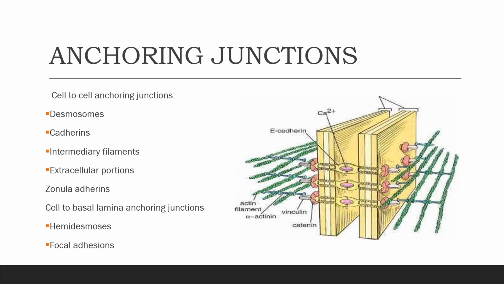And what happens over here is, in this junction, there is something called cadherin. If you can see in the image, this is a cadherin. The cadherin is between the two membrane thickenings in the intercellular space, and it also consists of the intermediate filaments from the cytosol which are attached to this. The filaments would be attached to these thickened areas, and it also has extracellular portions.